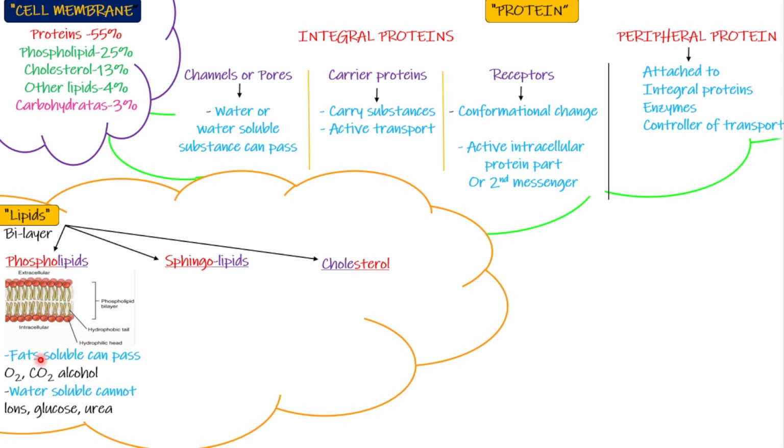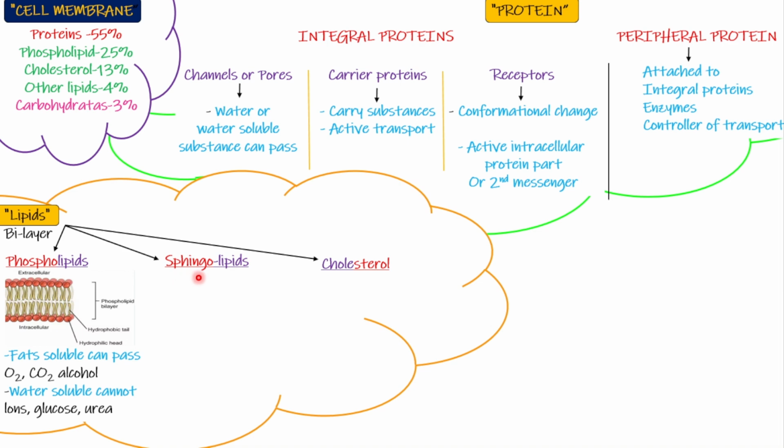Which are the famous fat soluble substances? Oxygen, carbon dioxide, alcohol. They can easily pass through this lipid bilayer, whereas the water soluble substances, and even water, cannot cross this lipid bilayer. For example, different ions, glucose or urea are transported via these integral proteins. So you have to remember these points, the significance of it.